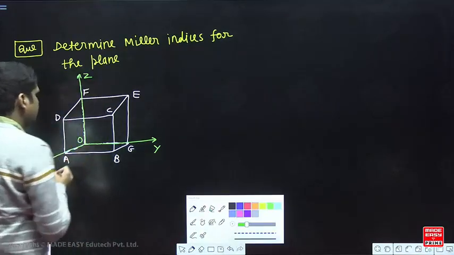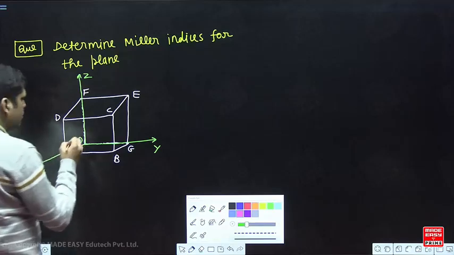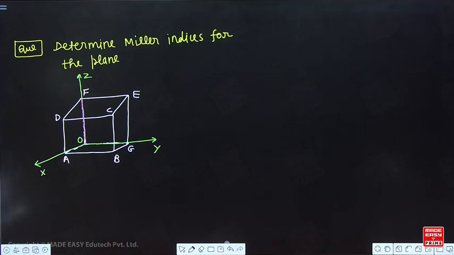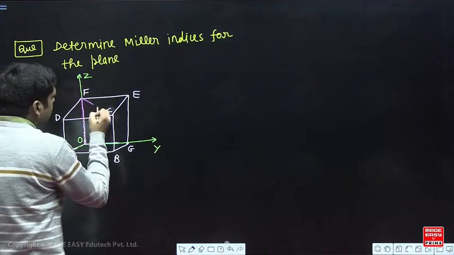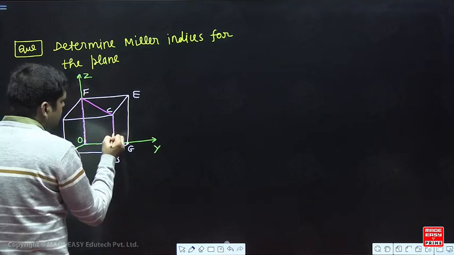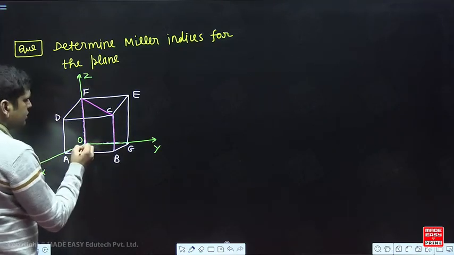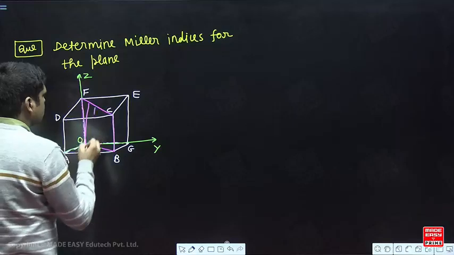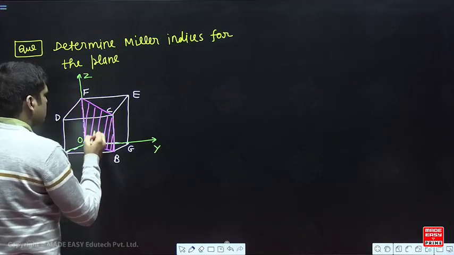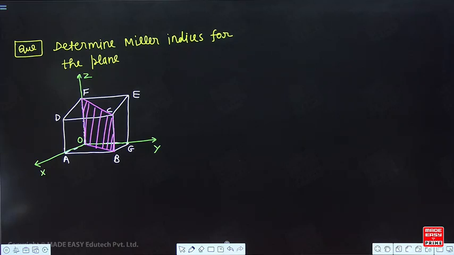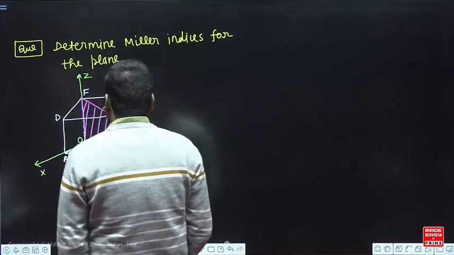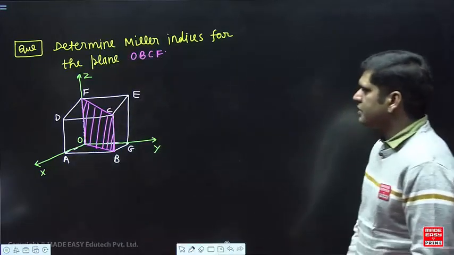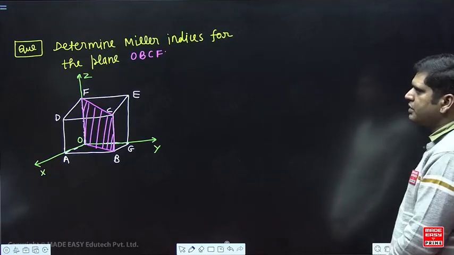So he is defining a plane and that plane is O to F, and then it is F to C, and then it is C to B, and then this O to B. Now this plane OBCF, for this you have to find the Miller indices. Please draw it quickly. Determine Miller indices for the plane OBCF.